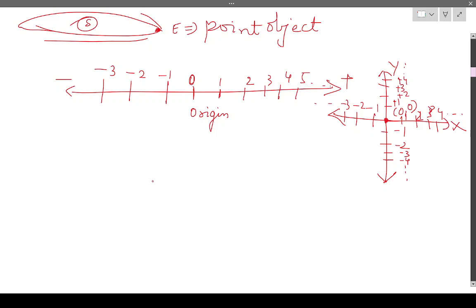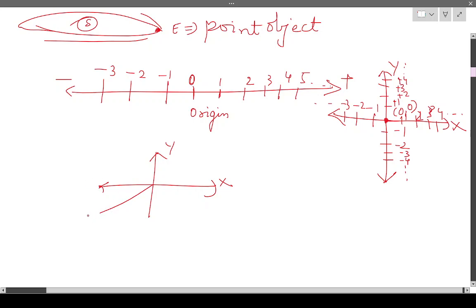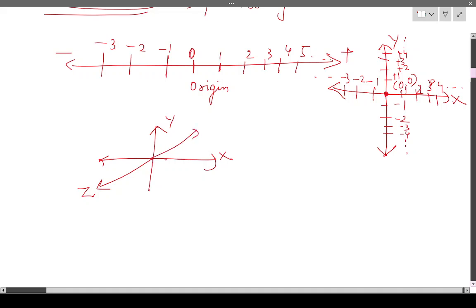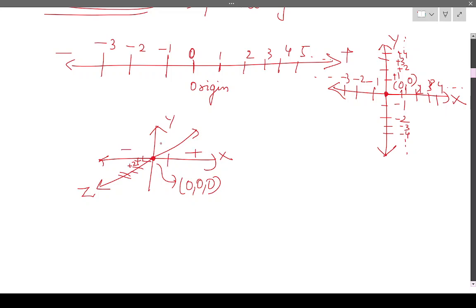This is the first. And what about the 3D? In 3D, I can go like this, X, Y, and this is Z. And here also, I can do the marking in the same way. This is positive, plus 1, plus 2, like that. And what about this point? This point I can treat as 0, 0, 0. Why the third one? Because three coordinates are there. This is positive and this is negative. This is positive and this is negative. Down, it is negative.